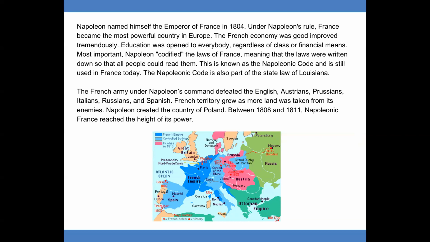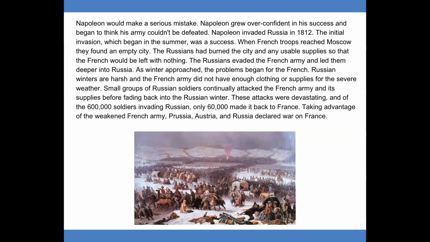The French army under Napoleon's command defeated the English, Austrians, Prussians, Italians, Russians, and Spanish. French territory grew as more land was taken from its enemies. Napoleon created the country of Poland. Between 1808 and 1811, Napoleonic France reached the height of its power. Napoleon would make a serious mistake.